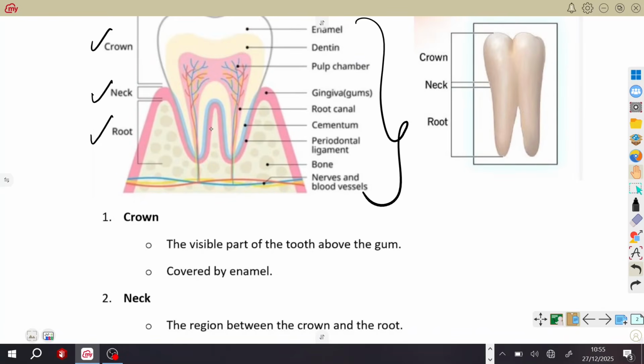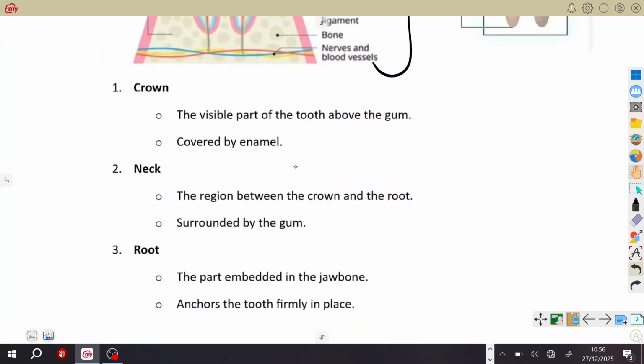Okay? So the crown is just that part which is above the gum that we are able to see. So the gum itself is covered by enamel. So the enamel is the one which covers the crown. Okay. So now that you understand what the crown is, we move on to the neck.